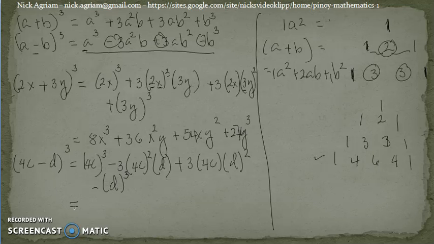That is, we have 64c raised to the power of 3, and then we have 16 times 3 is 48c squared d, and then we have plus 12c d squared, and then we have minus d cubed.